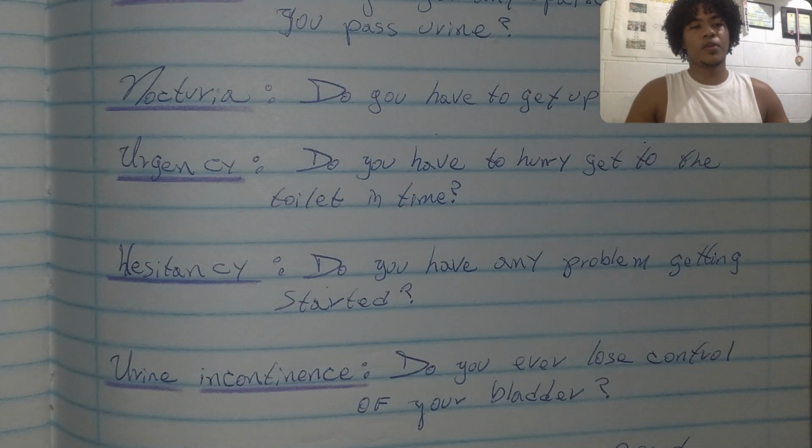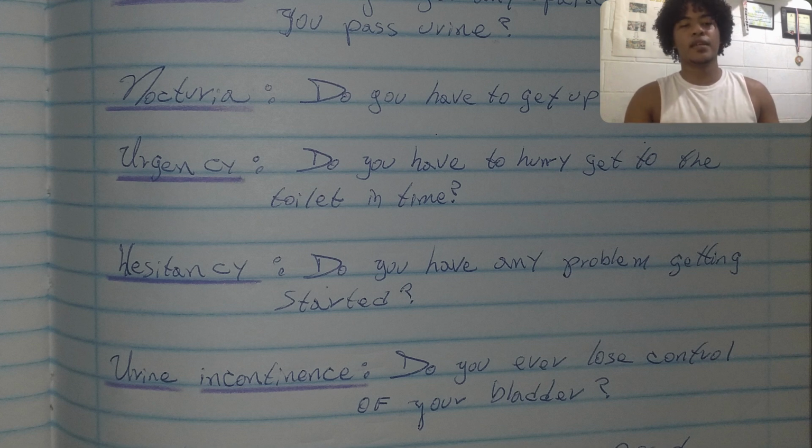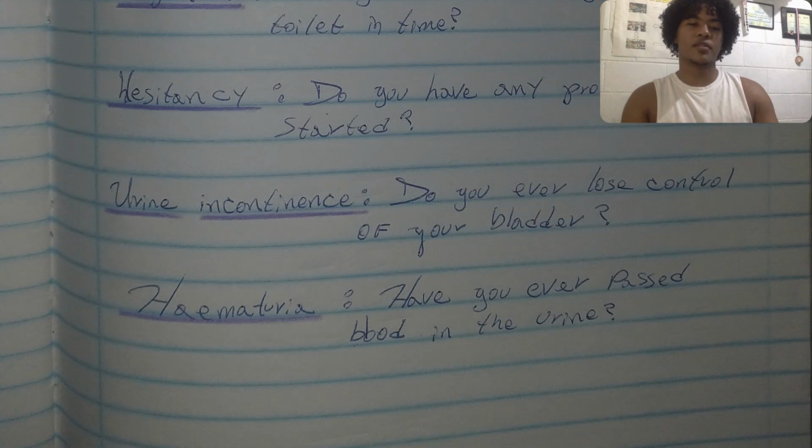Number 4, urgency. Do you have to hurry to get to the toilet in time? Number 5, hesitancy. Do you have any problem getting started? Urinary incontinence. Do you ever lose control of your bladder? Hematuria. Have you ever passed blood in the urine?